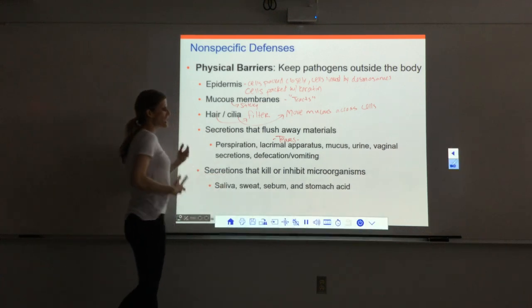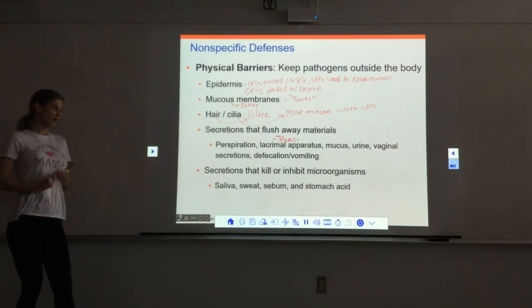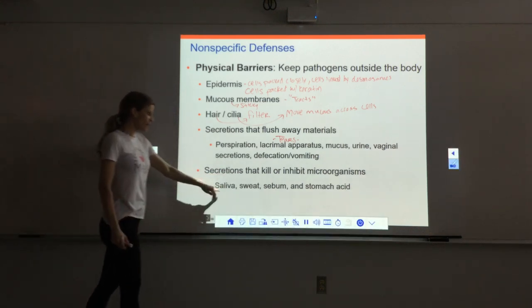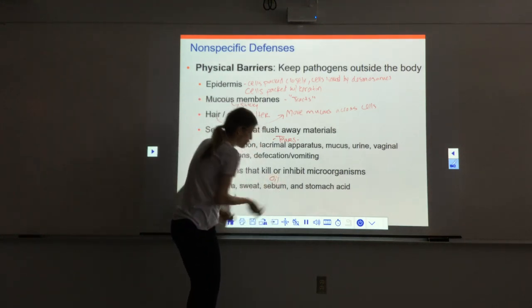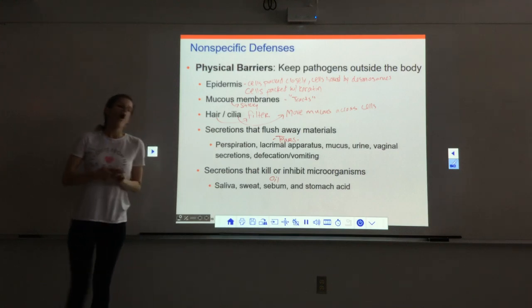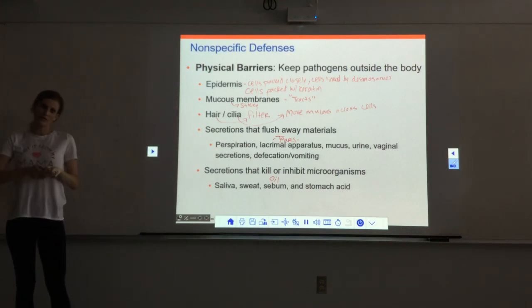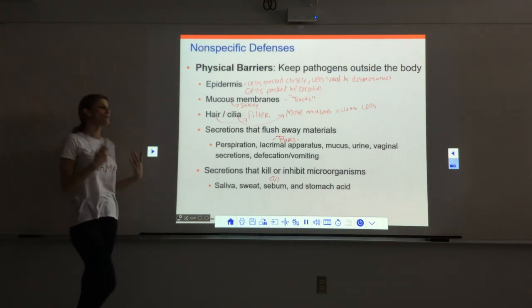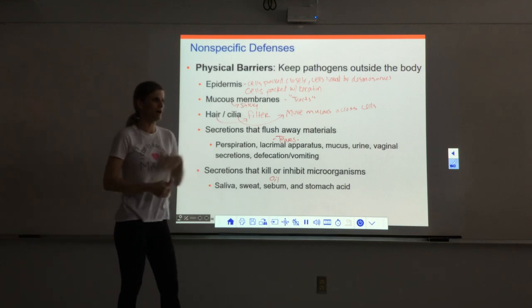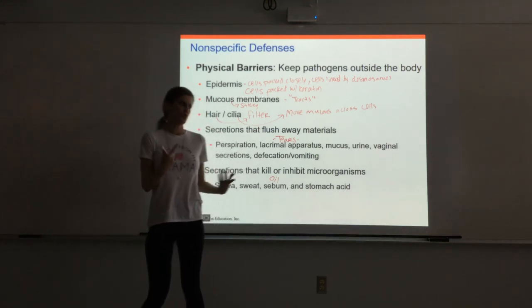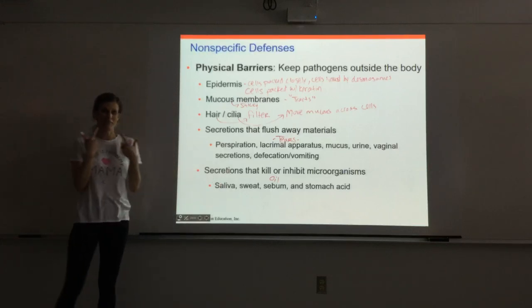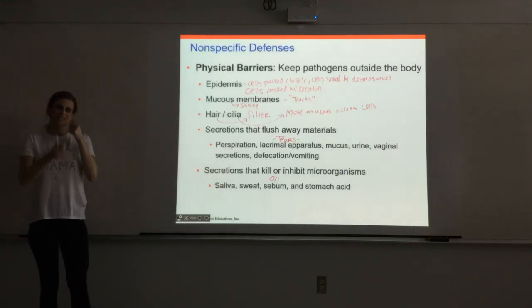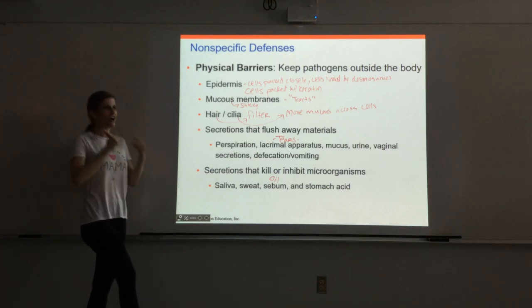Again, some secretions actually kill or inhibit the growth of microorganisms. Our saliva, our sweat, and sebum, which remember is just our oil secretions, all have antimicrobial components. Okay, so some sort of a component that tries to kill bacteria or whatever microorganisms. Again, saliva, this makes sense why this is so important in the mouth, right? We're constantly putting bacteria in our mouth all day long.